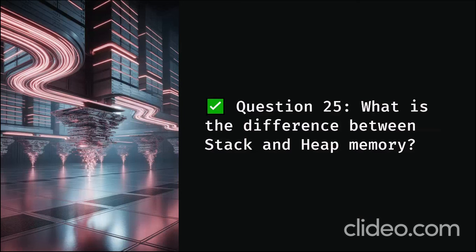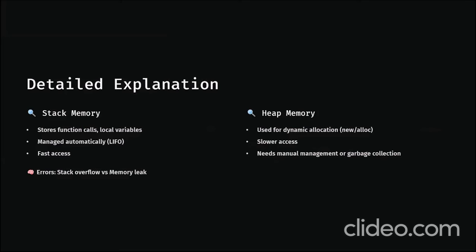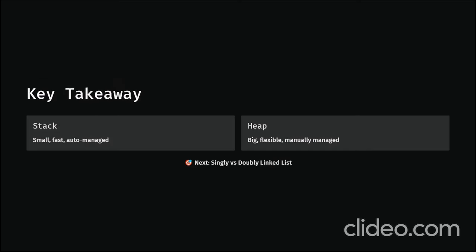Next question is, what is the difference between stack and heap memory? Stack is equal to static memory while heap is the dynamic memory. So detailed explanation will be, the stack memory stores function calls, local variables, managed automatically and fast access. While the heap memory is used for dynamic allocation, slower access, needs manual management or garbage collection. Stack overflow versus memory leak, right? Okay, so the stack is small, fast, auto managed, while the heap is big, flexible, manually managed.